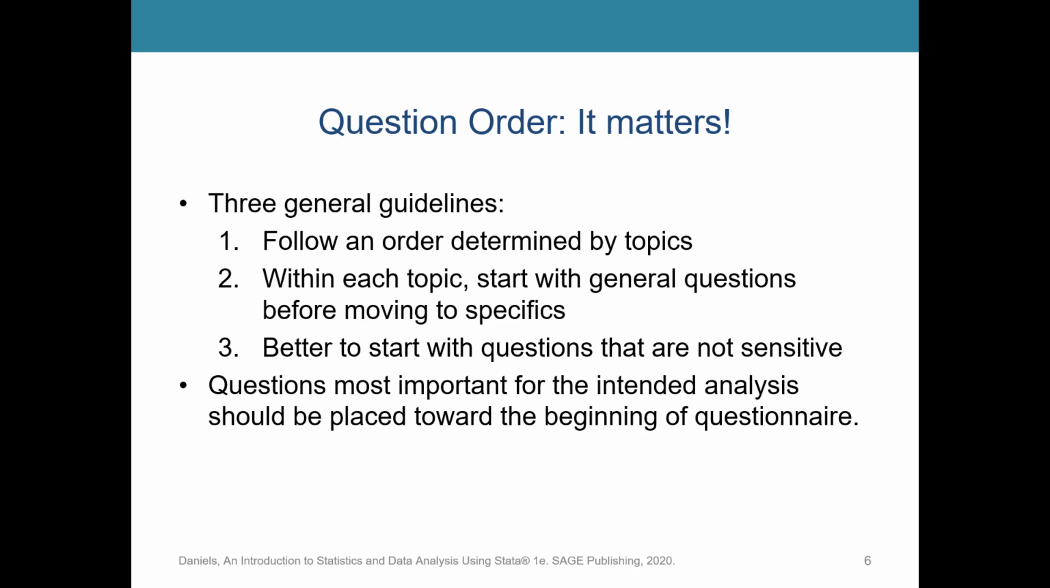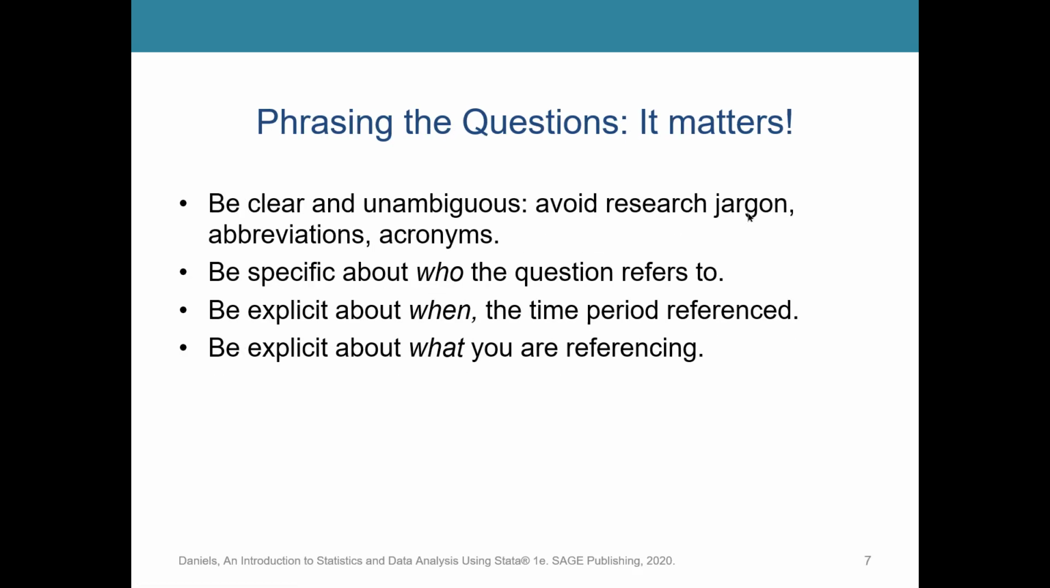So if your survey is about the cost of textbooks, you want to start with a question that actually is important for your research and ask about textbooks. Don't start with something like, what's your sex, what's your gender, what's your race. People find that stuff not enticing. Order matters. Number 2, phrasing of questions.